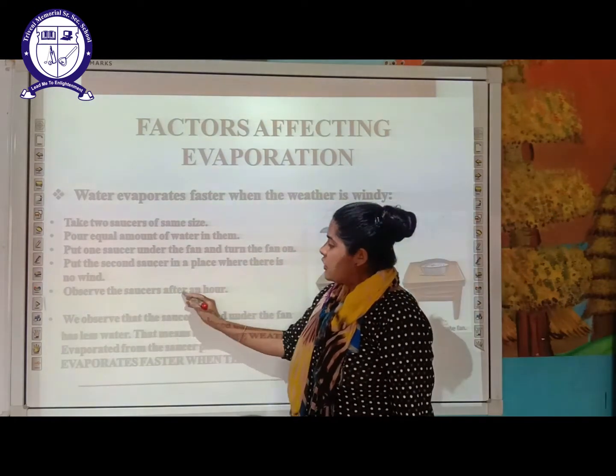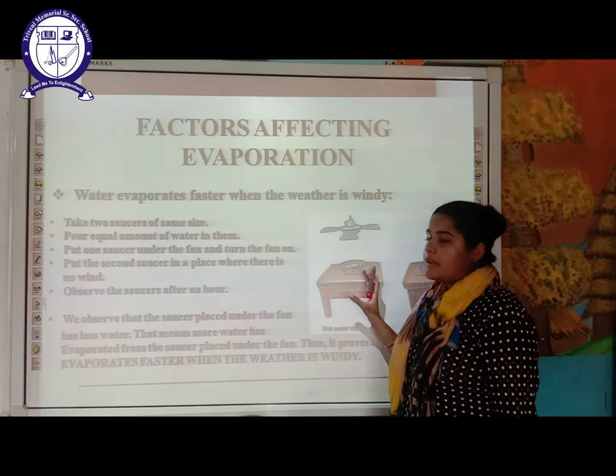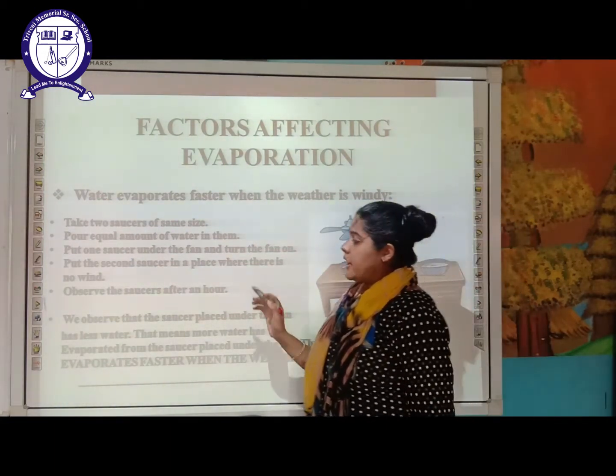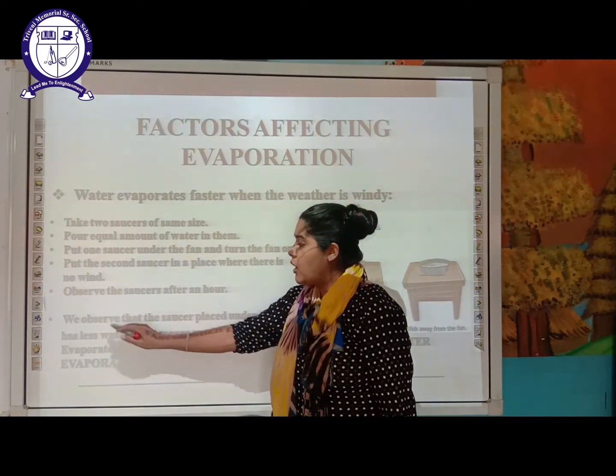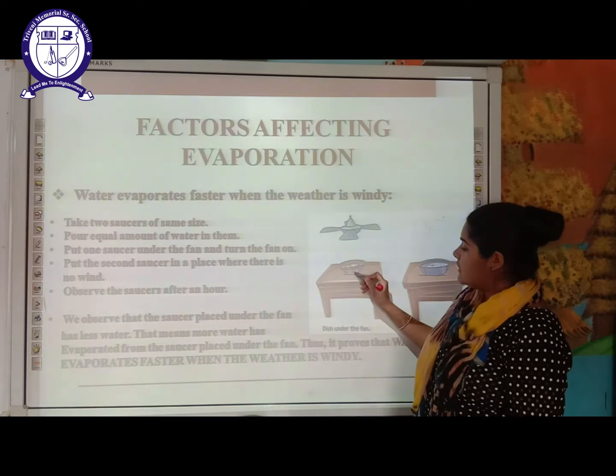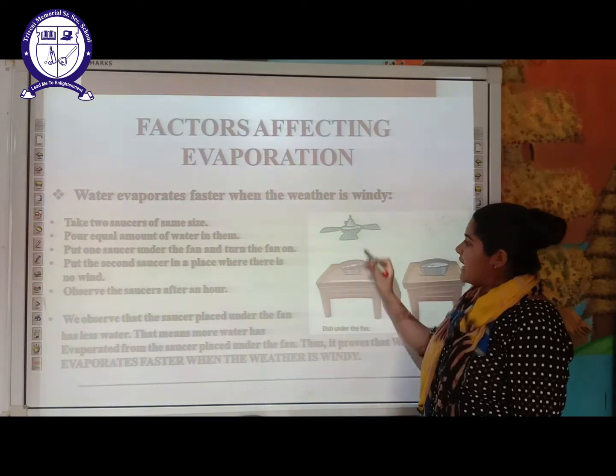So observe the saucer after an hour. After 1 hour you have to observe both saucers. What are you going to observe from that? We will observe that the saucer which is placed under the fan, like this one. This is a dish which is kept under the fan.